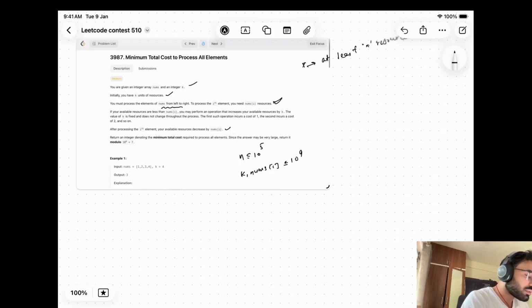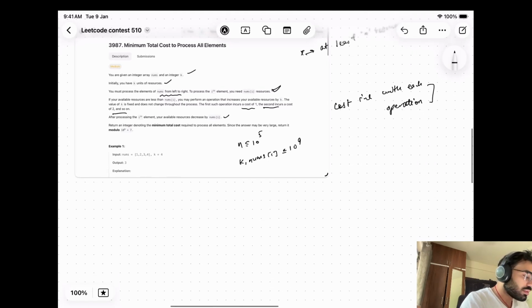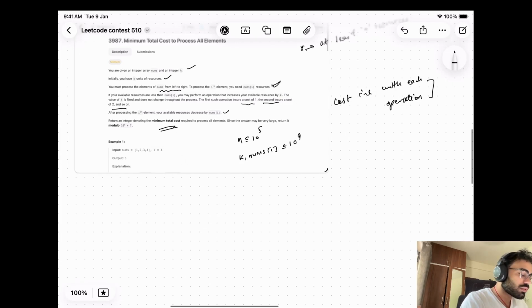What is the cost? The value of k is fixed and does not change. The first such operation costs 1, the second incurs a cost of 2. So with every operation, the cost increases. And we have to return the minimum total cost. So we can do a simple greedy simulation here.